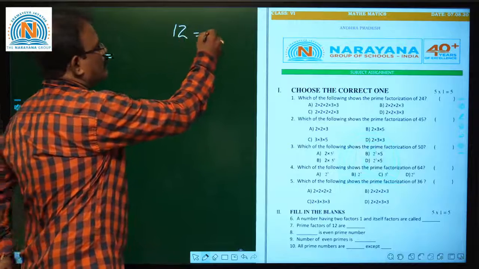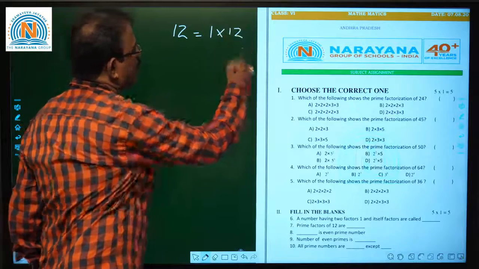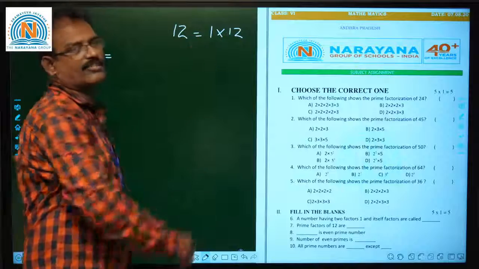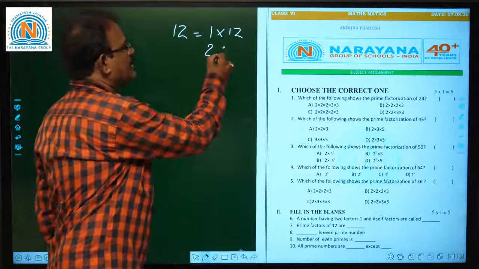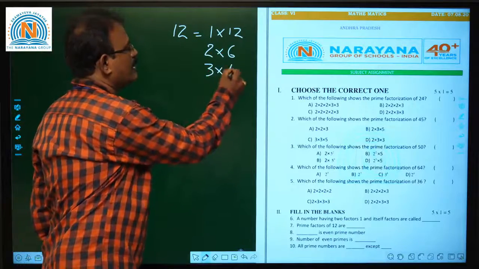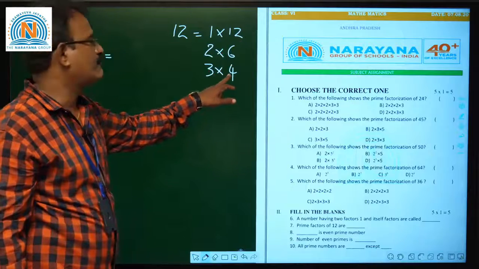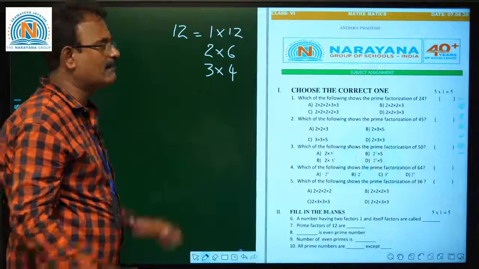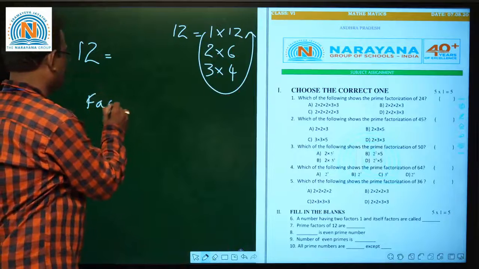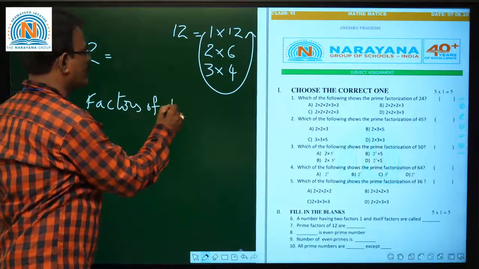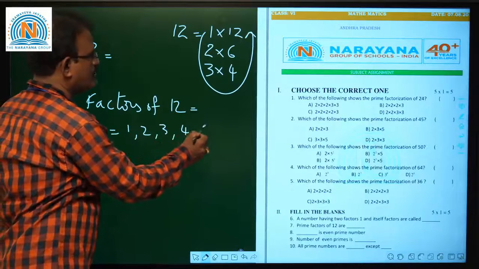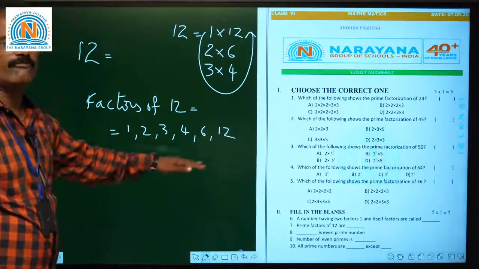If you go through 12, we can express it in as many ways as possible as the product of 2 numbers. Let us see with the first natural number, 1 into 12, and the next natural number, 2 into 6, and the next natural number, 3 into 4. As after 3 the next immediate natural number is 4, the process of searching factors for the given number is completed. So if you write all the factors of 12, they are 1, 2, 3, 4, 6 and 12.